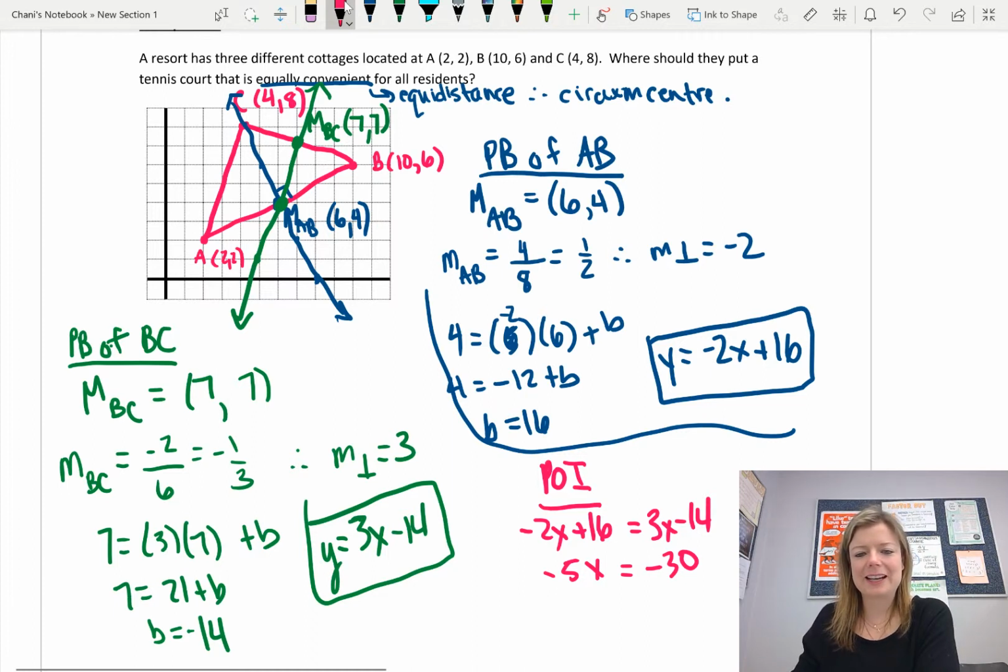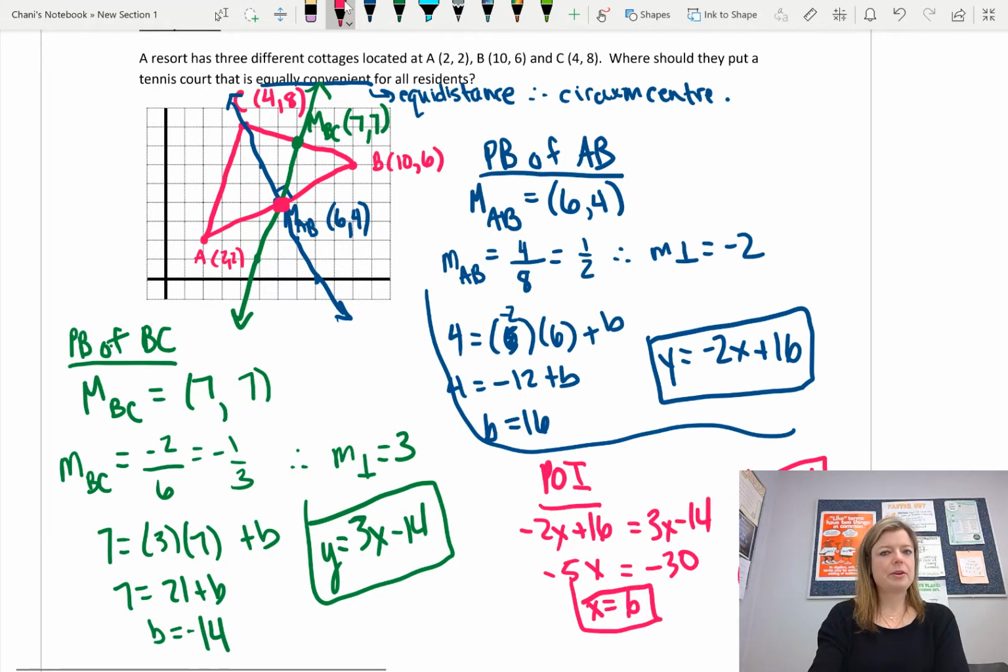Okay, so divide by negative 5 and you get x equals 6. That's what I wanted. We're good. So then our y, you put that in and you get 4. You can put it into either equation. So 6, 4 is our circumcenter, which is right there.